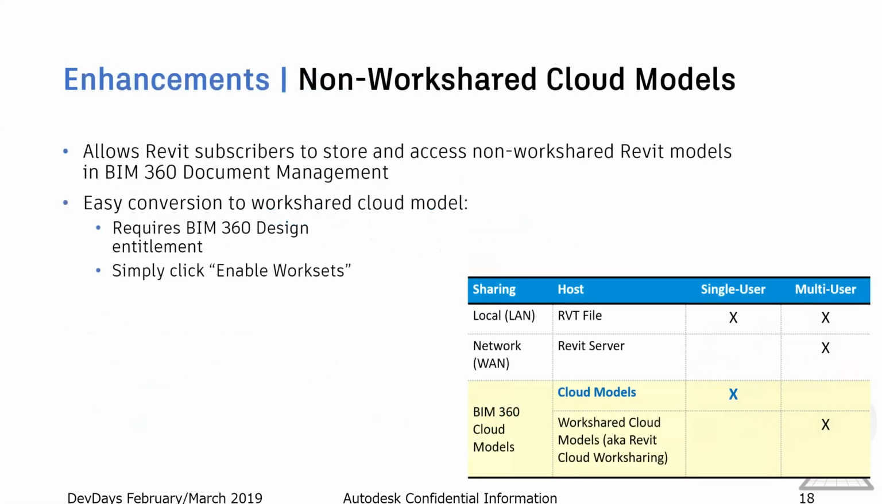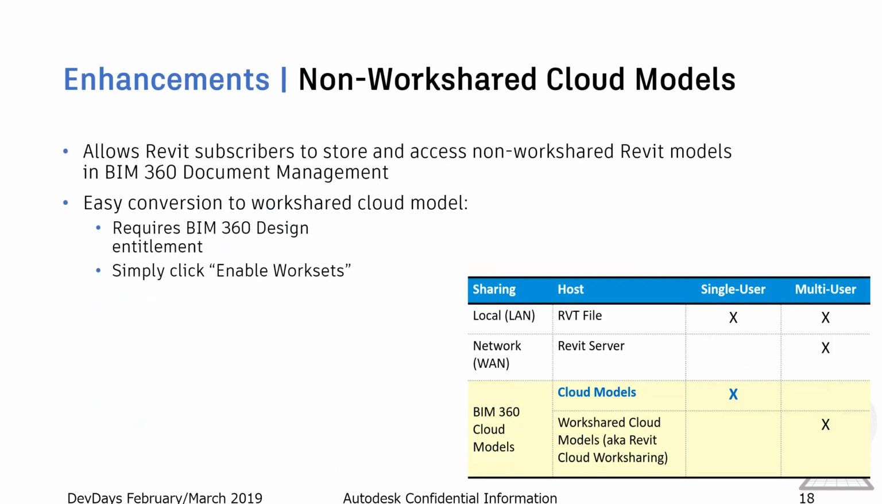So, other enhancements that we made. In 2019.2, we released a capability called Cloud Models for Revit. That's the way it shows up in Autodesk accounts, which is managed.autodesk.com. But essentially, this capability is the creation of non-work shared cloud models. So we have Revit Cloud Work Sharing, which is the work shared cloud model. We introduced a simpler capability for subscribers that doesn't include the work sharing aspect of it.